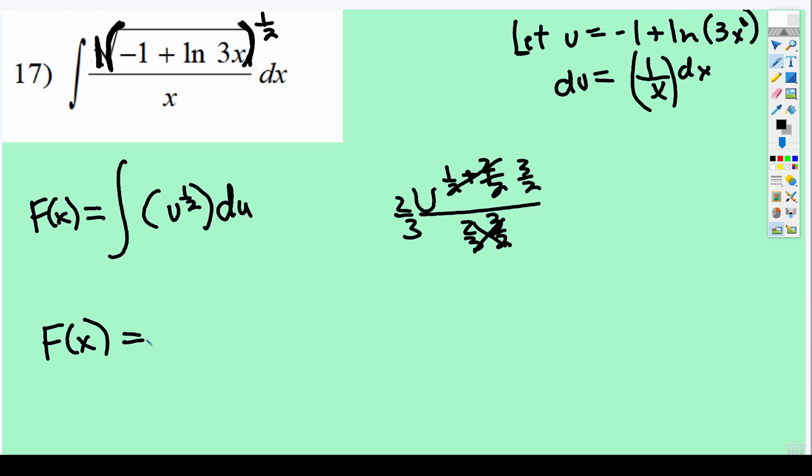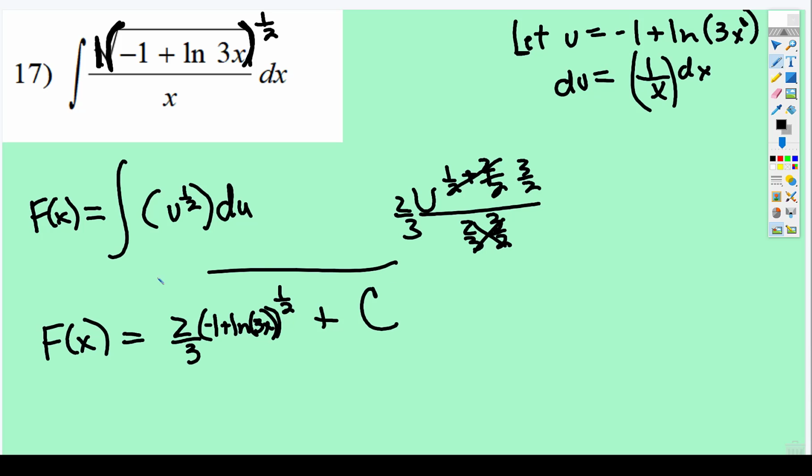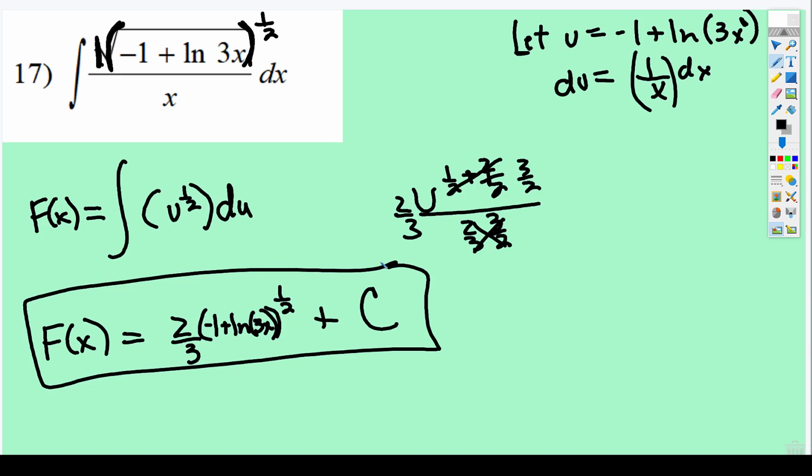So f of x is 2/3 u to the 1/2, or since it's to the 1/2, you actually can rewrite it as a square root if you'd like, or if you'd like to leave it like this, plus uppercase C. I didn't leave myself very much room. Just like that.